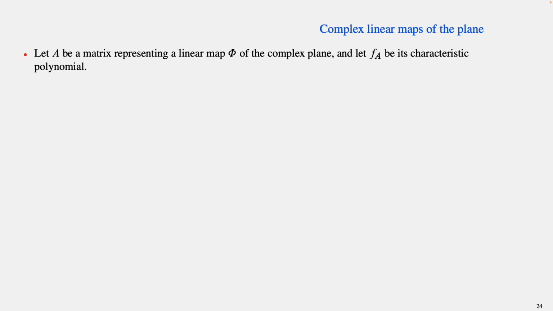Now let's begin classifying linear maps by their eigenvalues. And we begin with complex linear maps of the plane. So let A be the matrix representing a linear map phi in the complex plane, and Fa its characteristic polynomial. Case 1. The discriminant of Fa is different from 0. In this case, A has two distinct eigenvalues lambda 1, lambda 2. So recall, as we just observed a while ago, that for a non-zero discriminant, the polynomial has distinct zeros. So here we have two distinct eigenvalues.